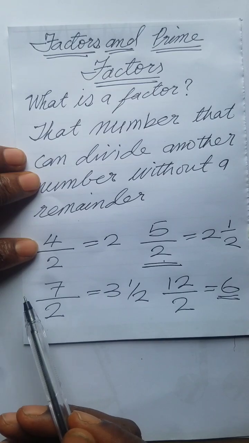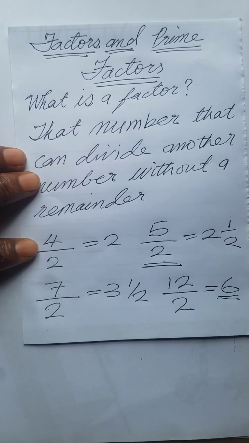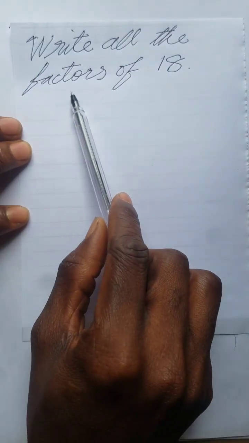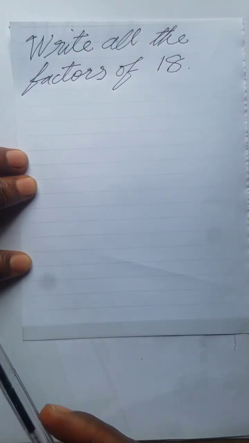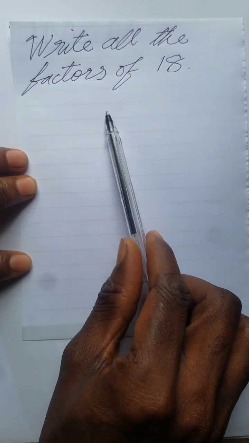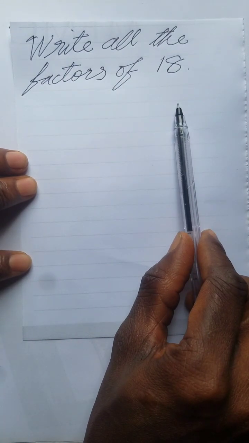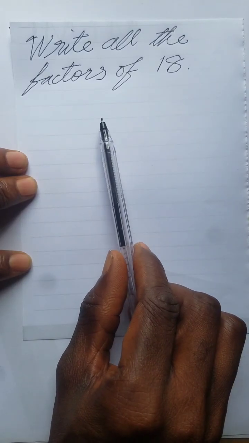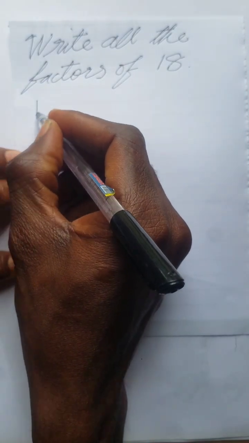So anytime a number divides another number and leaves a remainder, it means it is not a factor of that number. Now let's see another way a question can be asked in this topic. Write all the factors of 18. Now, this question is simply asking you to find all the numbers that can divide 18 without leaving a remainder.